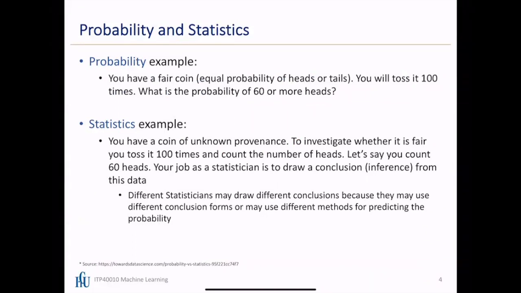In terms of probability, we are concerned with this kind of problem. You have a fair coin, and you want to toss it 100 times, and you want to calculate the probability of seeing heads more than 60 times.